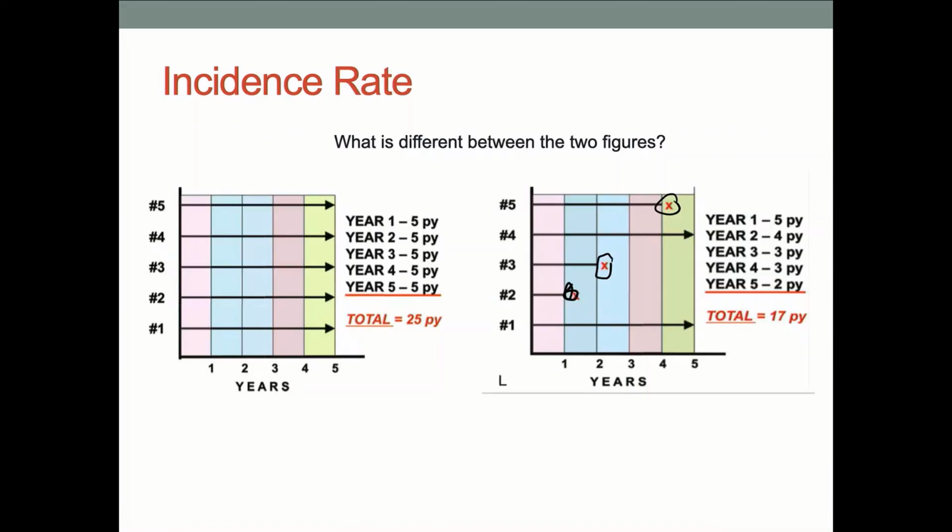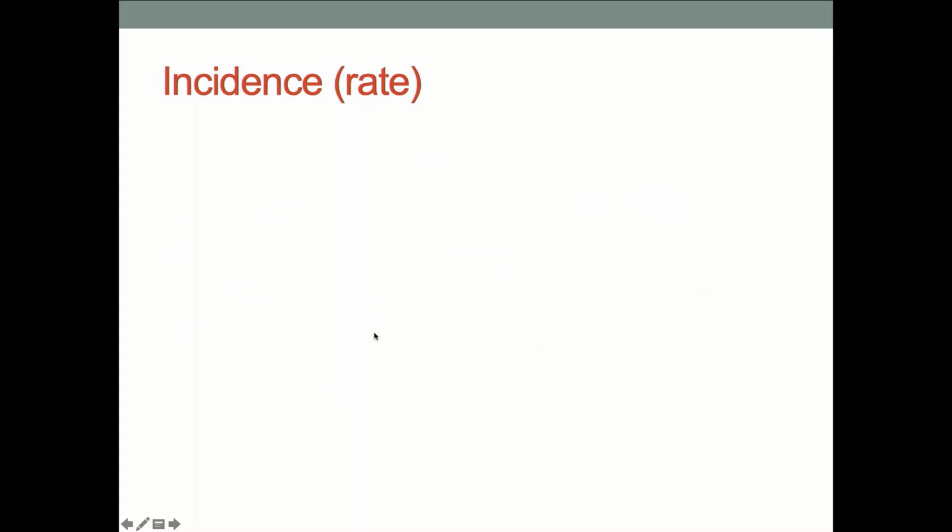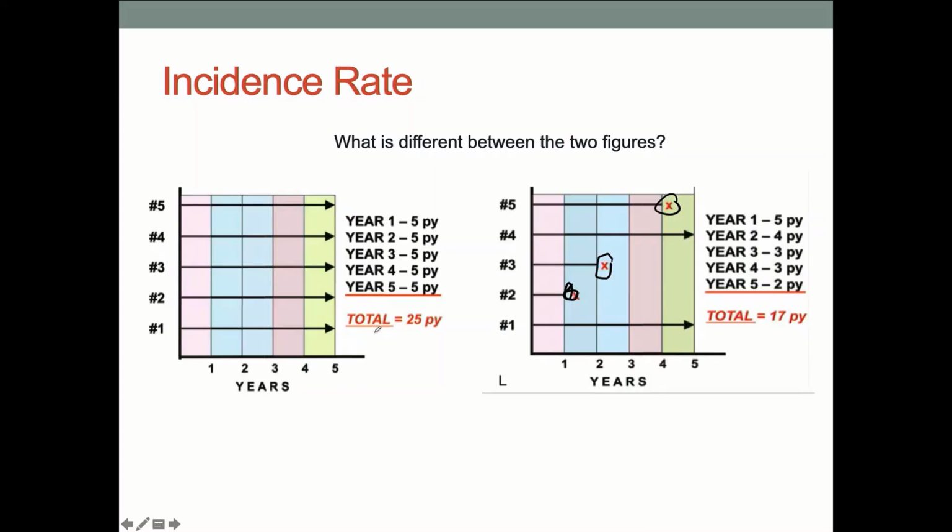So this is another example here. We have the total number of people who were followed up in this figure. You can see for 5 years. So what do we calculate? 5 times 5 people, each contributing 5 years of follow-up, then we have 25 person years, right?